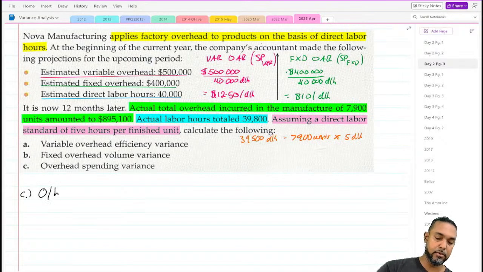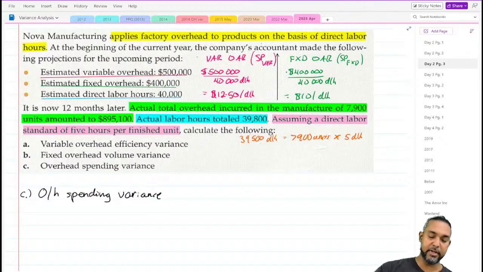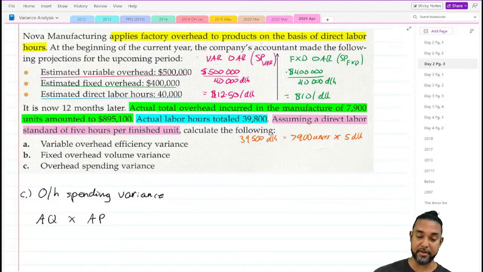Overhead spending variance, right? So again, I'll just kind of start you off. Normally, if it was the materials or labor price variance or rate variance, it would be actual quantity by actual price. Now, in terms of the overheads, that's the 895, and we're comparing it to actual quantity by standard price. Remember, you're splitting it up into fixed and variable.